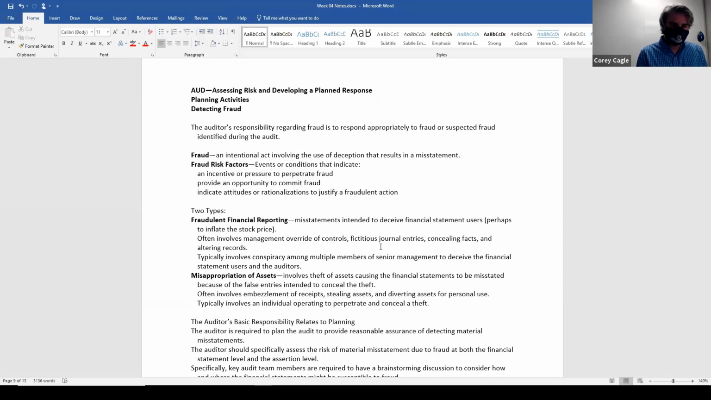So a lot of this is, what do we do when we find fraud? How do we handle it? How do we respond to it? So we've got, I think, 3 sections on, well, 2 really, fraud and then illegal acts. But this is fairly easy stuff, and good for test questions too.